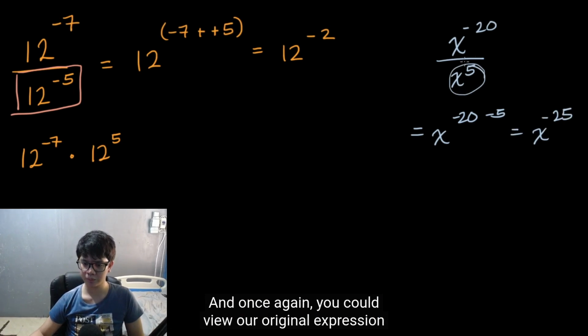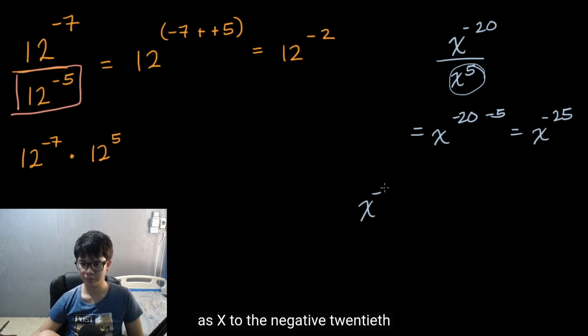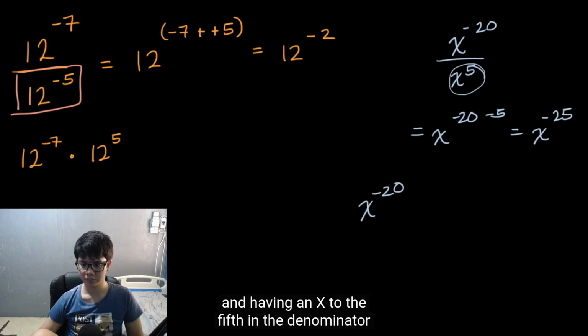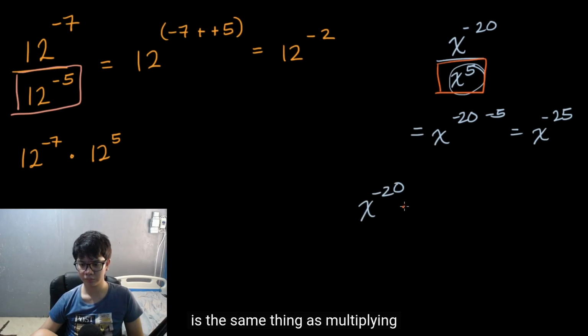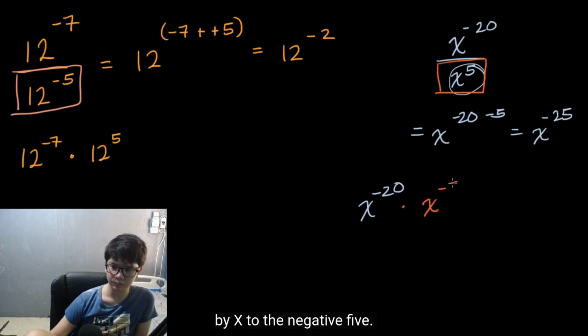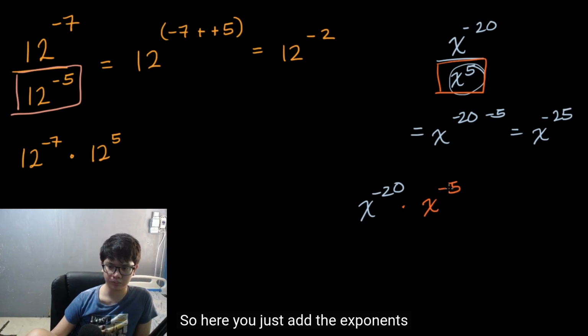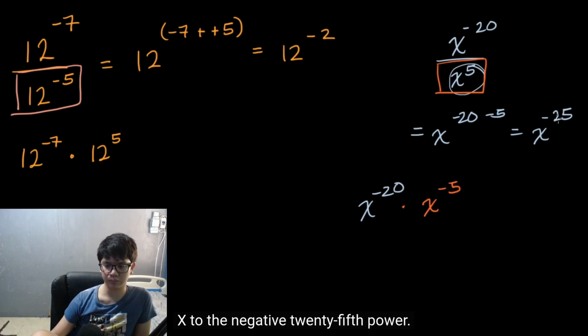And once again, you could view our original expression as x to the negative 20th, and having an x to the 5th in the denominator. Dividing by x to the 5th is the same thing as multiplying by x to the negative 5. And so here, you just add the exponents, and once again, you get x to the negative 25th power.